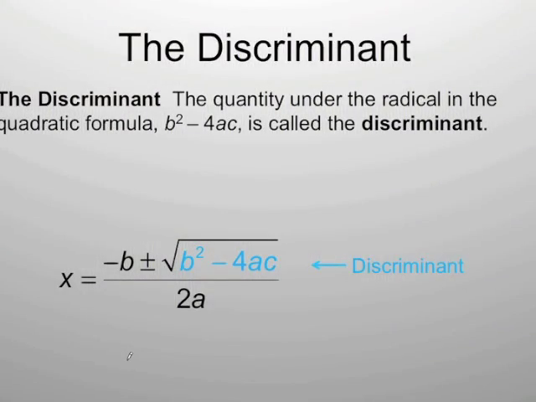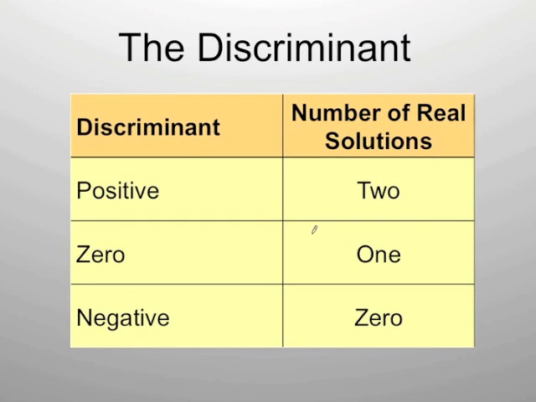The discriminant is an important part of the quadratic formula. The discriminant, the b squared minus 4ac, actually determines the nature of the solutions to a quadratic equation. If the discriminant turns out to be positive, then there are two real solutions.